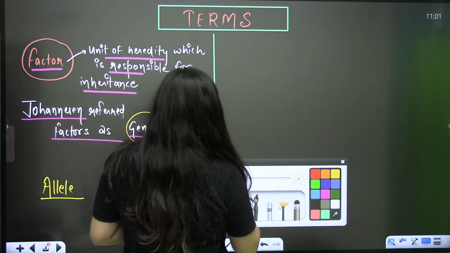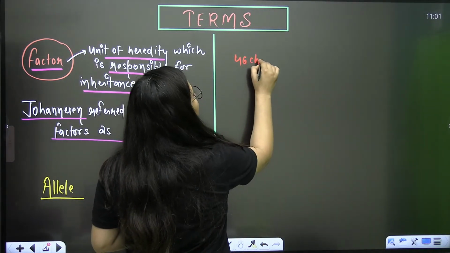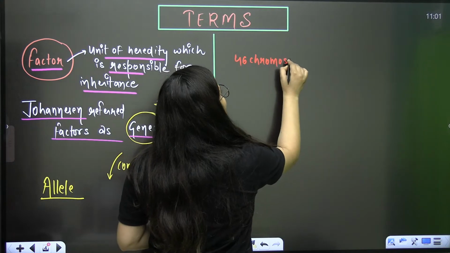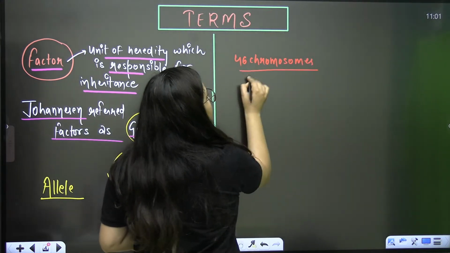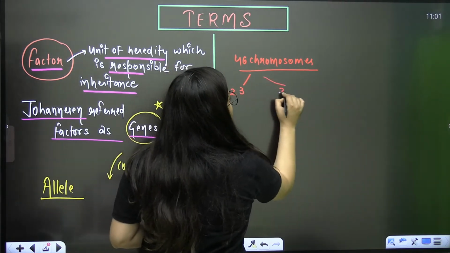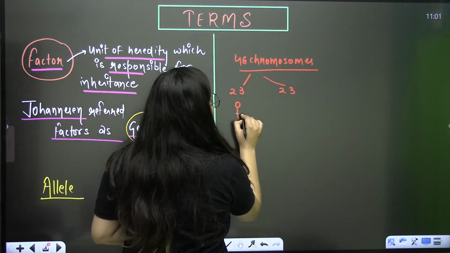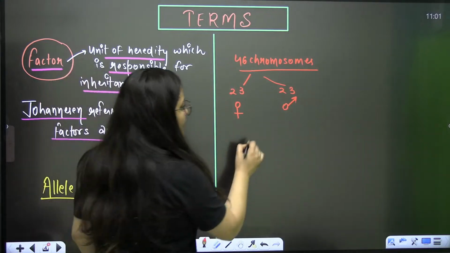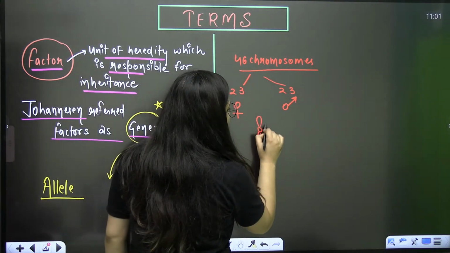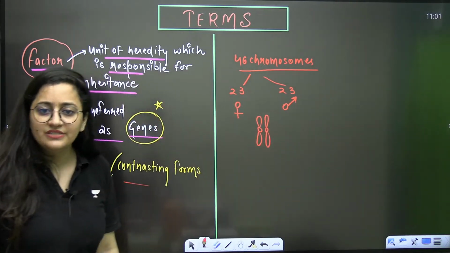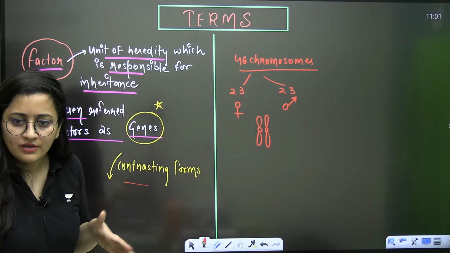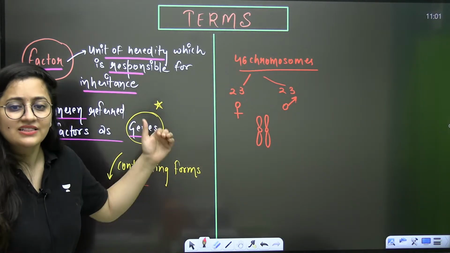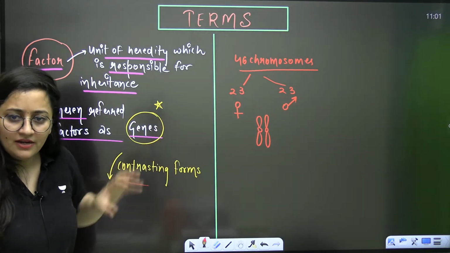In the case of humans, we have 46 chromosomes. Here 23 chromosomes are provided by the mother and 23 are provided by the father. Our chromosomes are present in the form of pairs. That is what you know, that chromosomes are present in the form of pairs in our case.